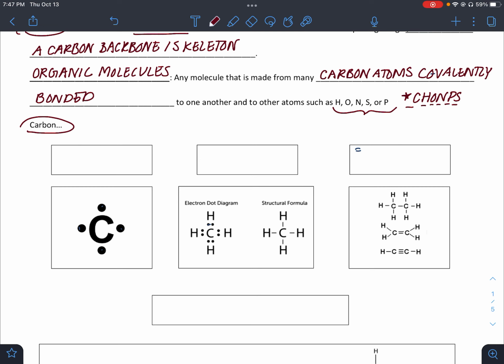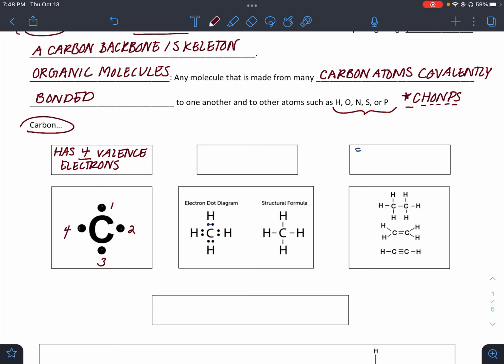Okay, so what makes carbon so special and what allows carbon to be the backbone of so many different molecules? Well, it's going to start with one feature of carbon that we've actually already talked about. Carbon has four valence electrons. Okay, so remember that those valence electrons are going to be the electrons in that outer orbital or the ones that are involved in bonding. Carbon has one, two, three, four of them.